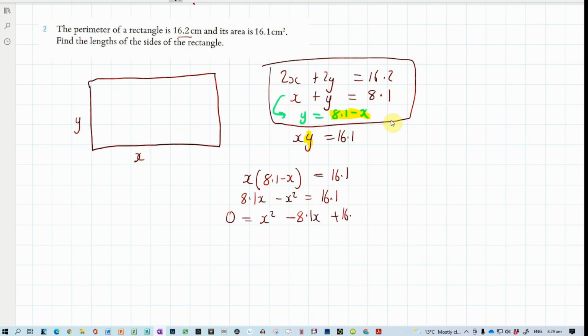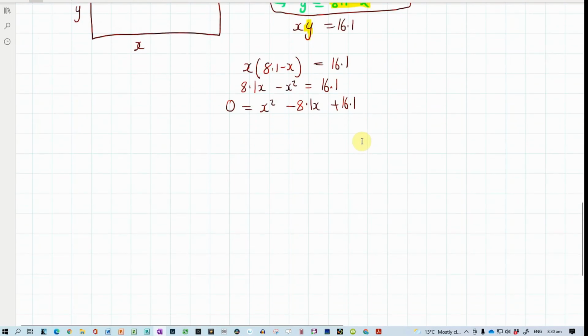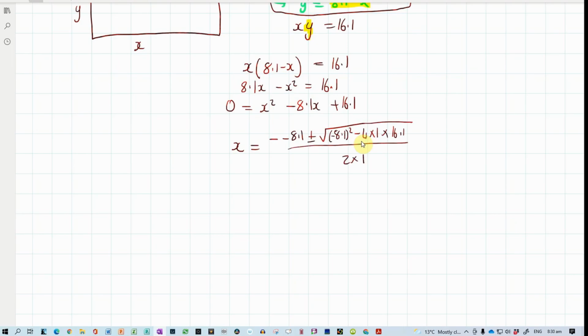Plus 16.1. Now what I would use at this point is I'm going to use my quadratic formula to find the value of x. x equals minus b, so minus negative 8.1, plus or minus the square root of negative 8.1, all squared, minus 4 times a, which is 1, right, times c, which is 16.1. And it should be all divided by 2 times a, which is 2 times 1. Now, if we chuck that into our calculator, what value do we get for it? Right, go ahead and try this.